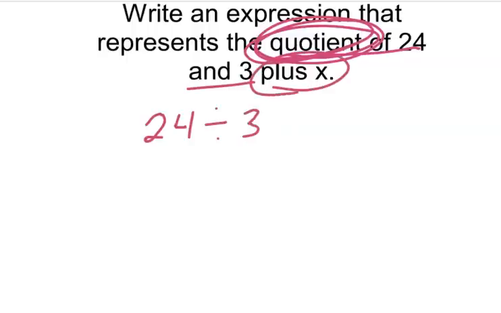And then what does it say to do here? Plus x. So we would just add x. So if we were to write an expression for this, I think this is what it would look like. You can even put parentheses around there and make it 24 divided by 3. Clearly that needs to be done first. Okay, but even if you didn't put that, order of operations would have you do that first anyway. So either way, 24 divided by 3 plus x.